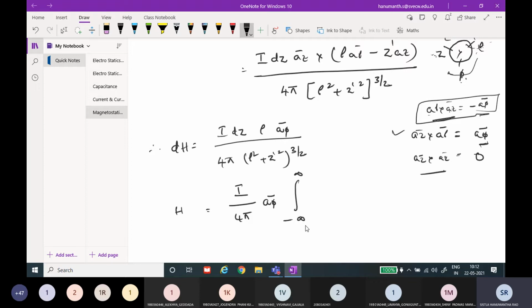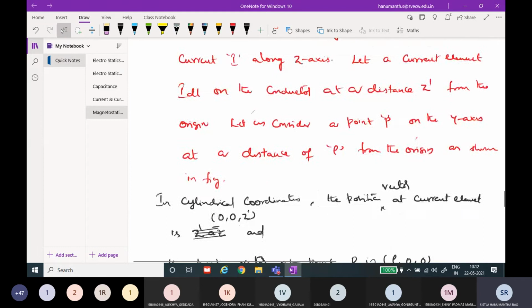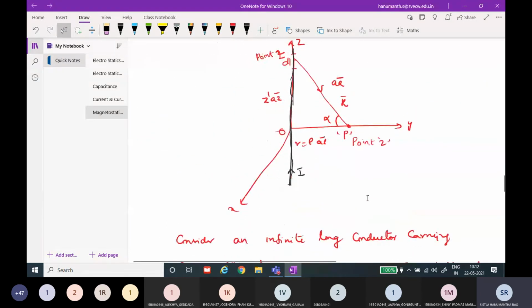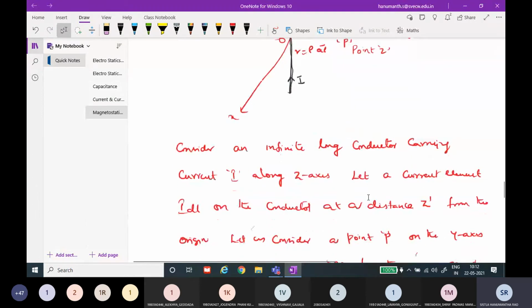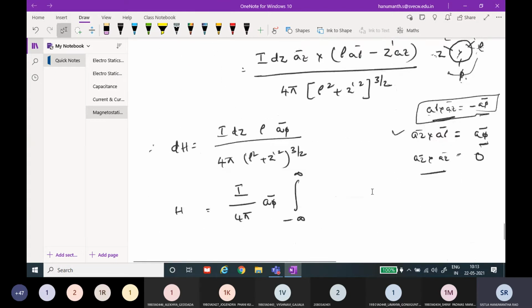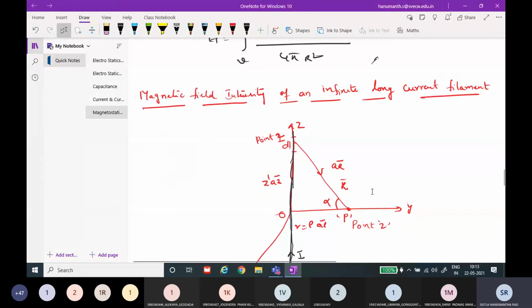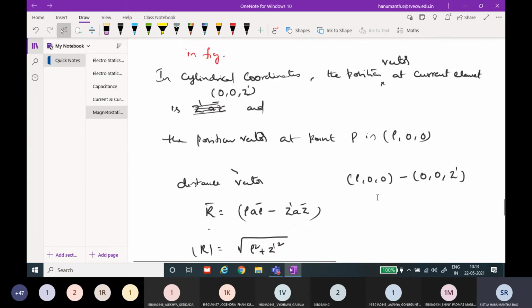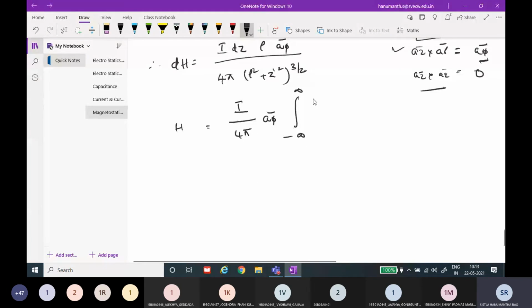I did not write it casually, just because it occurred to me. It is minus infinity to plus infinity because the heading represents an infinite long current. The infinite conductor is along the z axis, so from minus infinity to plus infinity along the z axis. If it were finite, I would represent where my line will be, with a point z1 and a point z2. I should not consider that. It is infinite, that is the reason from minus infinity to plus infinity.